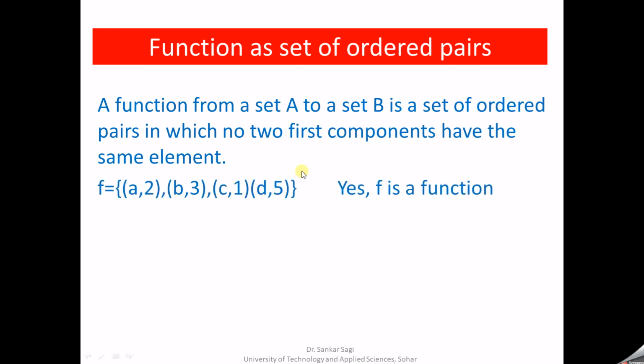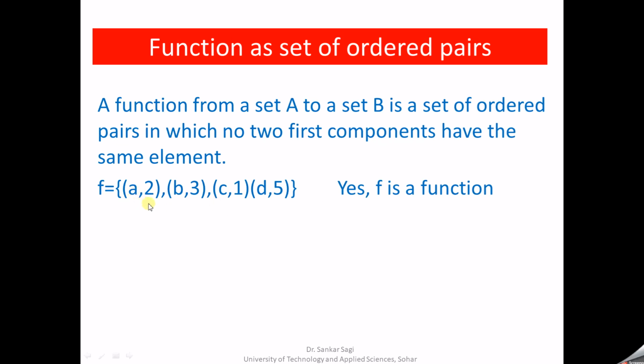Let us check by taking an example. Here F is given as a set of ordered pairs (A,2), (B,3), (C,1) and (D,5). So A is mapped to 2, B is mapped to 3, C is mapped to 1 and D is mapped to 5. So all the elements A, B, C, D have unique images. Therefore, F qualifies to be a function.